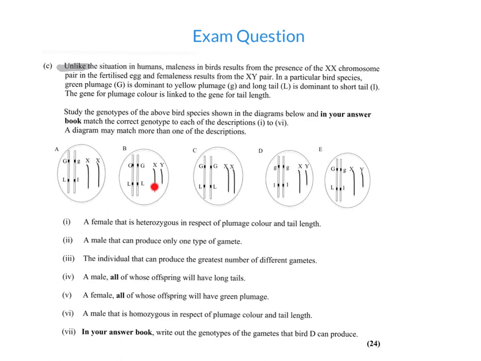So let's have a look. Can it be this one? The answer is no, because they're both homozygous. That's homozygous, two copies of small g, two copies of small l. This one here, they're different, so it's going to be E.